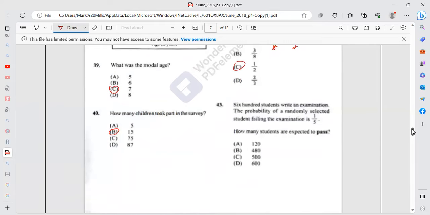All right. Number 43. 600 students write an examination. The probability of a randomly selected student failing is 1/5. So the number of students who are going to fail is 1 over 5 times 600. We get 120. Follow? These are the number of students who are going to fail. They ask how many will pass. So it'll be 600 minus 120, which gives me 480. So the answer will be B.